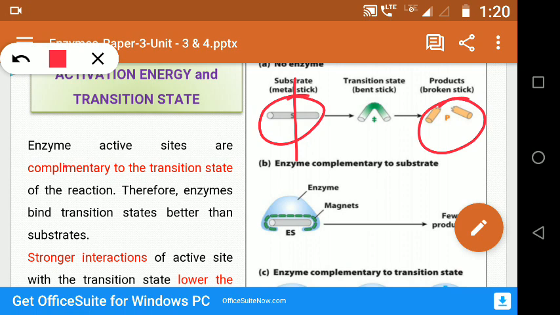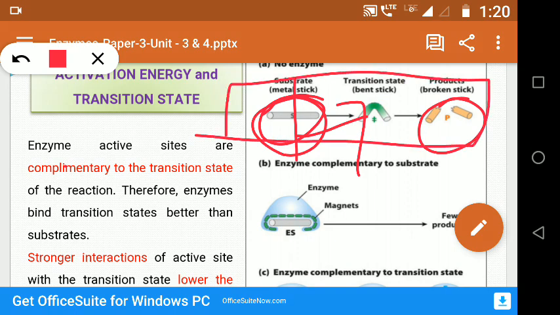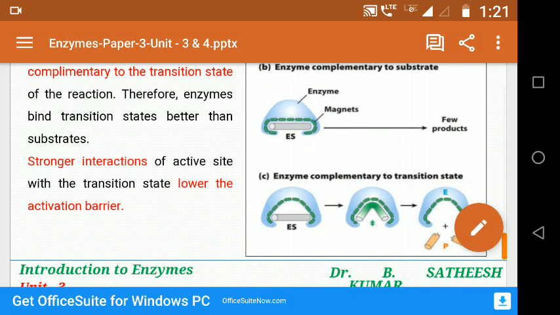Now what happens, without any enzyme being involved in the reaction, this requires a lot of energy to become a transition state. That is why for this non-enzymatic reaction, the activation energy is very high. But in an enzymatic reaction, the activation energy is very less because the enzyme is reducing the activation energy.